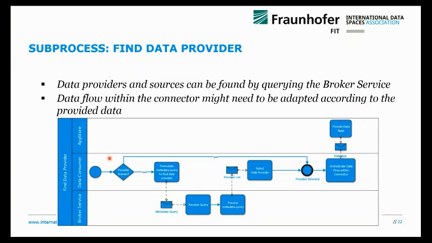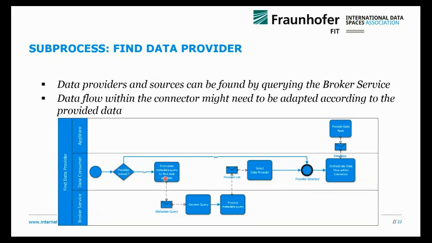Okay, so for finding a data provider, in this process the data consumer is of course involved. He will initiate the process, and it might happen that the consumer already knows the data provider, so that the address of the other connector is already known, and then of course a query to the broker service is not necessary. Then the connection can be established directly.